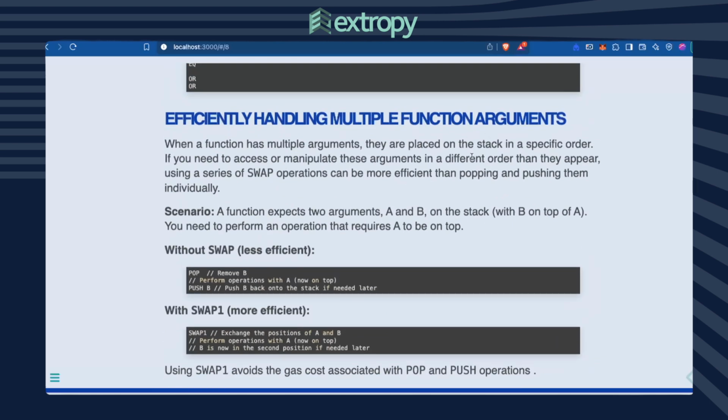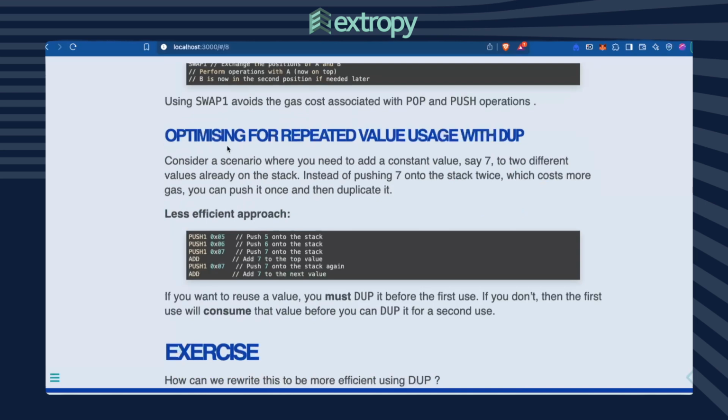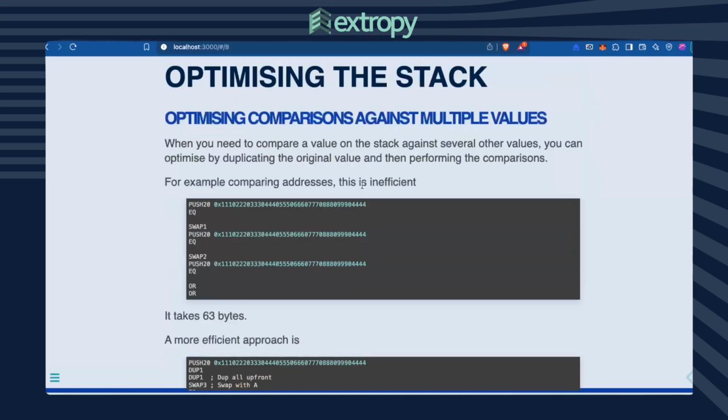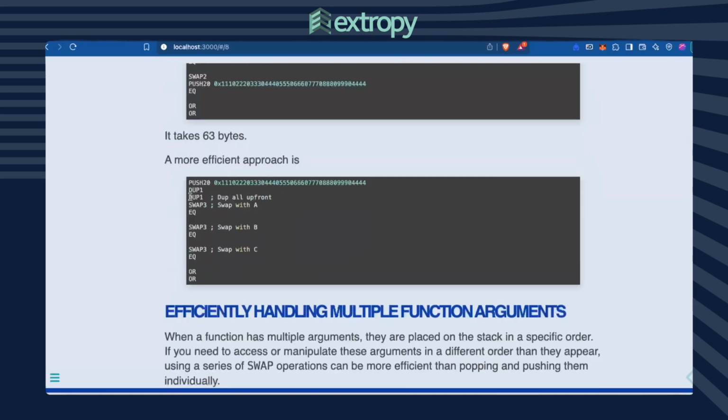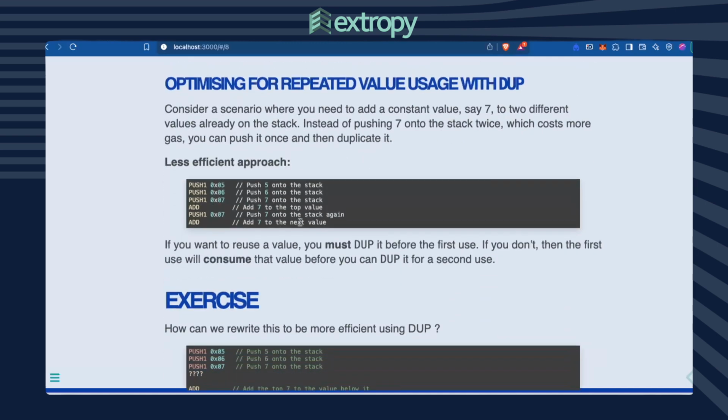Using swap to swap around the arguments. And this is really the same thing again, because this is using dupe here to keep something on the stack. So this is a similar one.